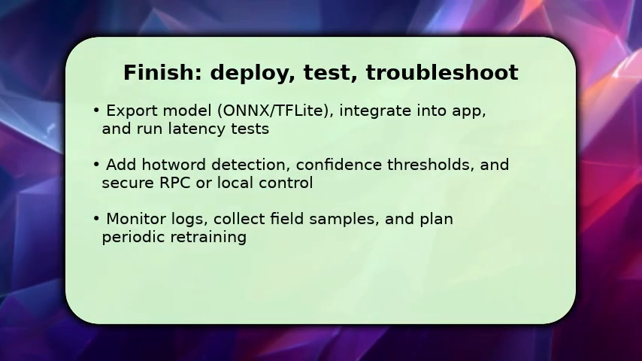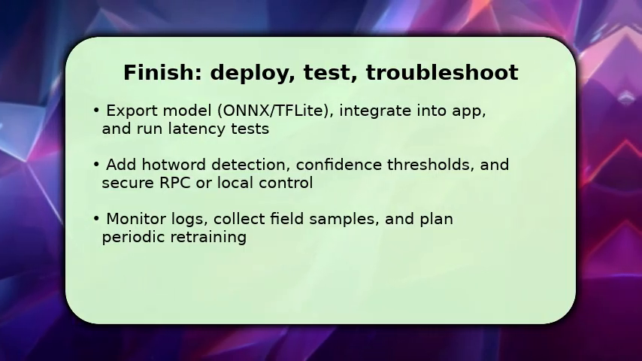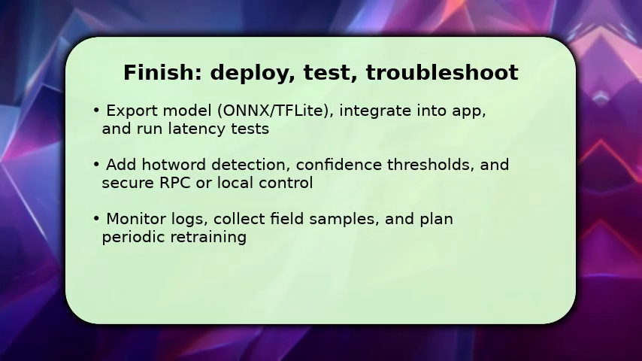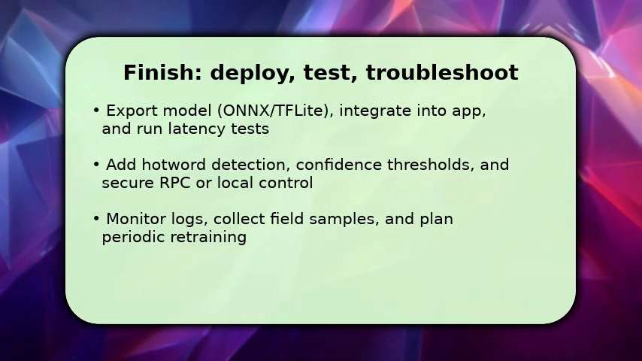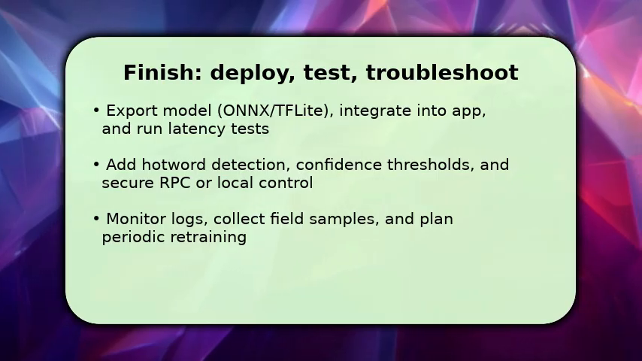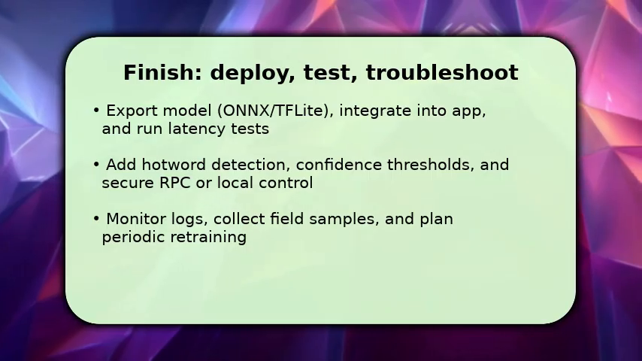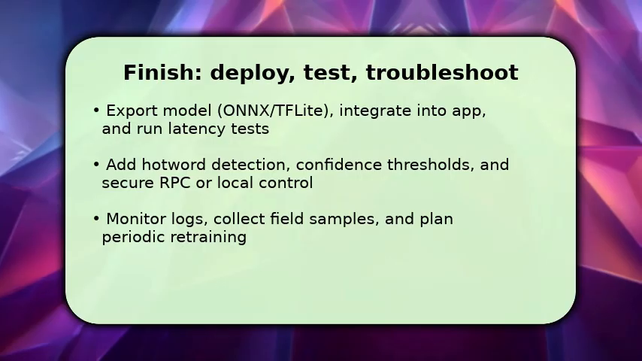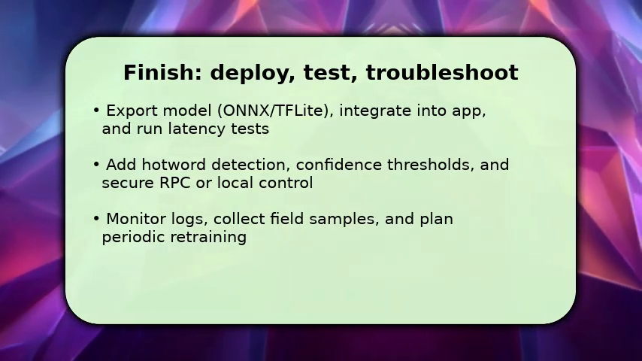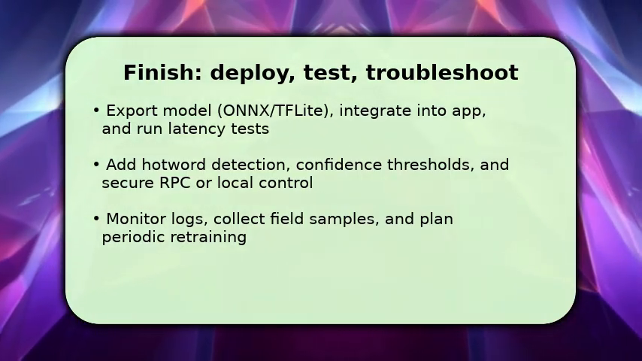Export the model to ONNX or TF-Lite and embed it in your app or service. Once deployed, test end-to-end latency and lower model size if needed. Make sure to implement confidence thresholds and a hot word to avoid false activations, and secure any remote control paths. If something fails, a key troubleshooting tip: log raw audio and model confidences, reproduce the failing input locally. Then compare preprocessing and feature pipelines to find discrepancies.